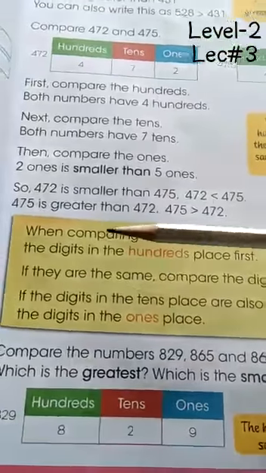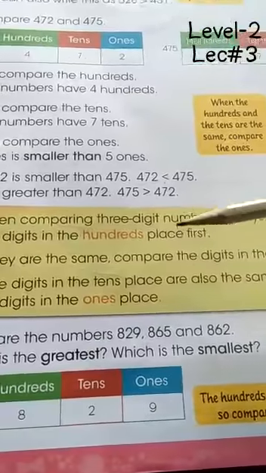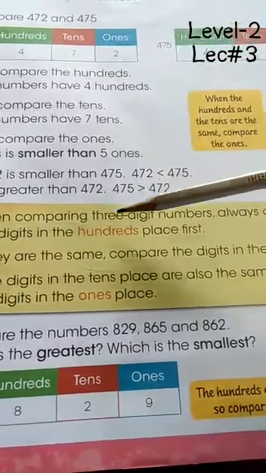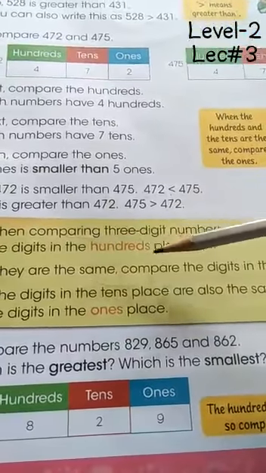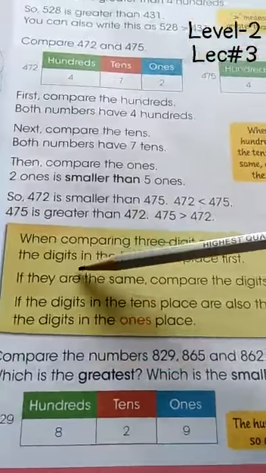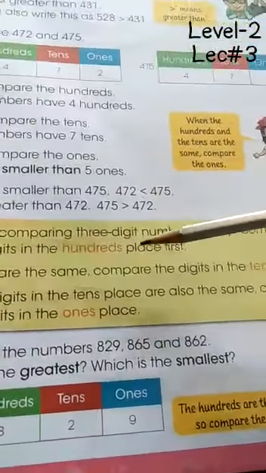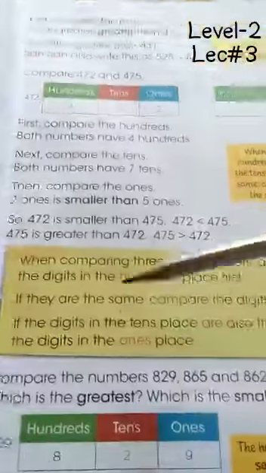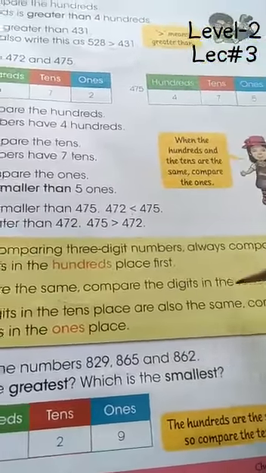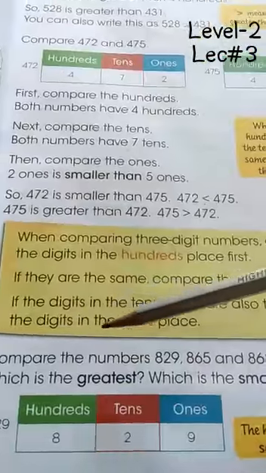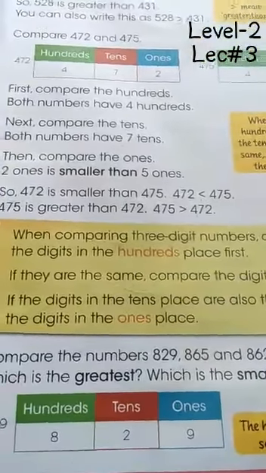So students, this yellow block is telling us that in a 3-digit number we always compare the digits in the hundreds place, and then if they are the same, we will compare the digits in the tens place, and if the tens are the same, we will compare the digits in the ones place.